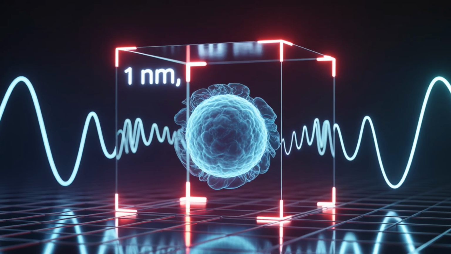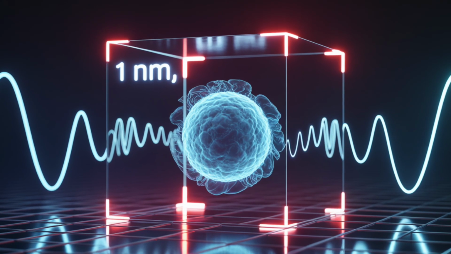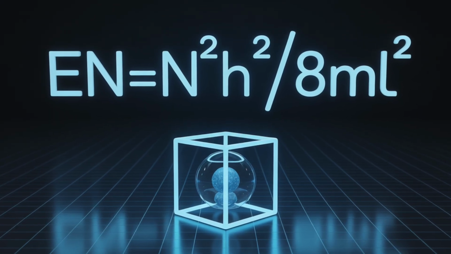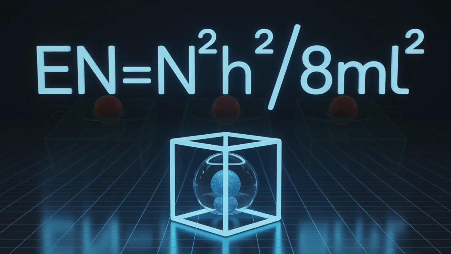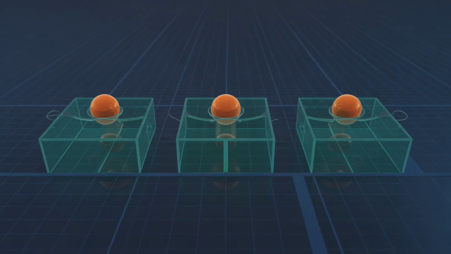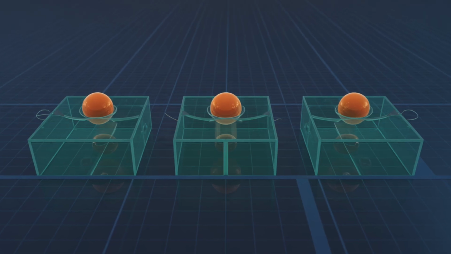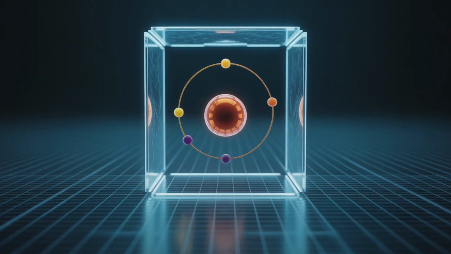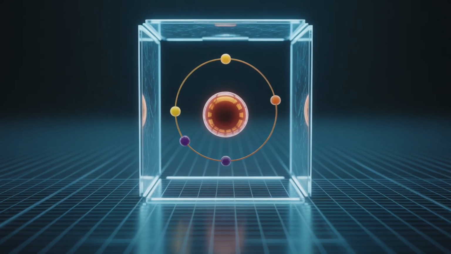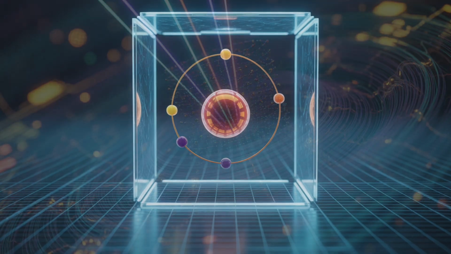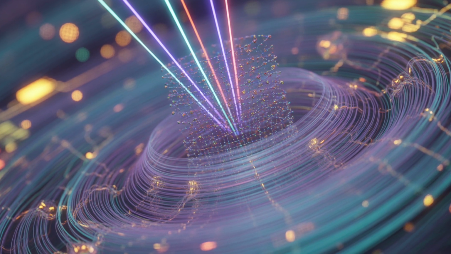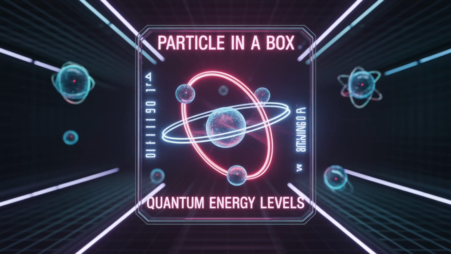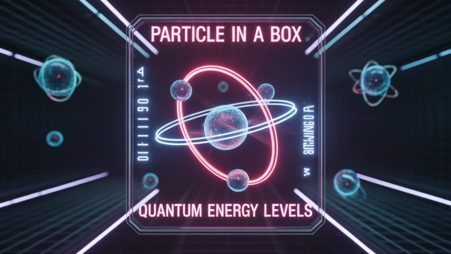To recap, we imagined an electron trapped in a 1 nanometer box. We used the formula En equals n squared h squared divided by 8 m l squared. We found the first 3 energy levels, 0.376, 1.504, and 3.384 electron volts. And in the process, we discovered a model that's simple, elegant, and surprisingly powerful. So next time you hear about quantum dots, lasers, or even the mysterious quantum realm, remember, it all starts with something as humble as a particle in a box.